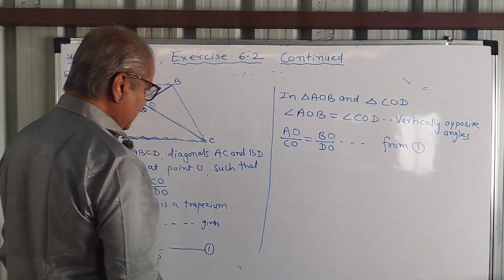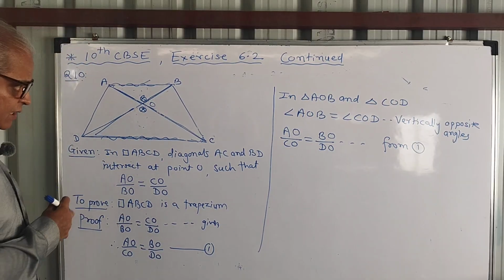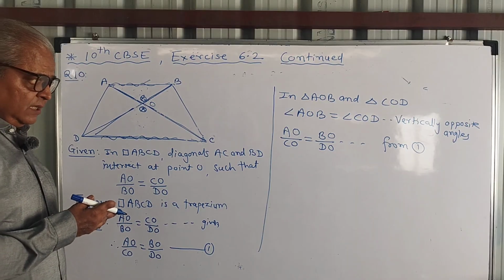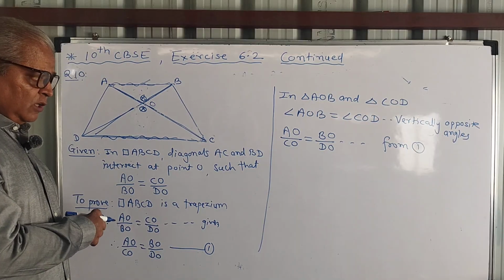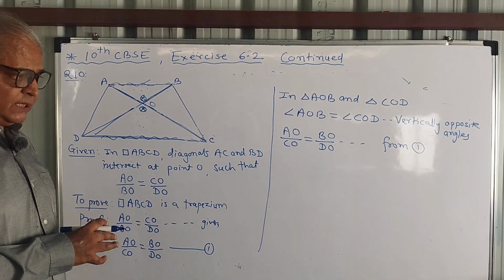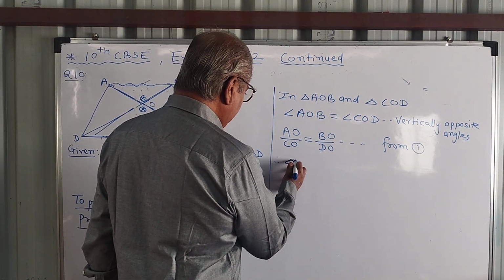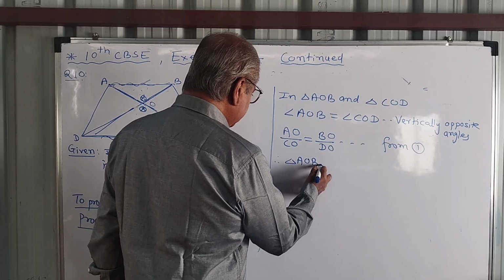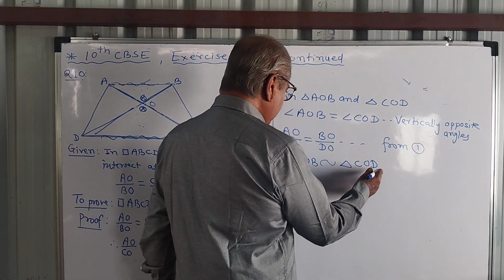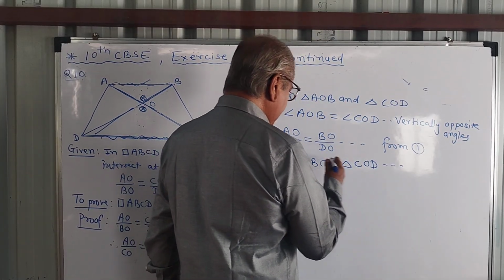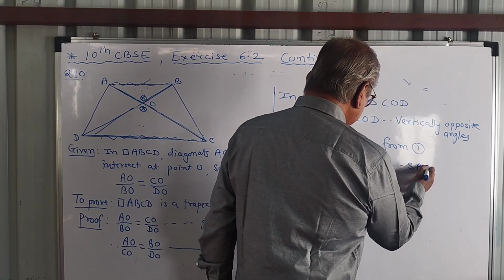Now look at these two triangles. Two corresponding sides are in proportion and the included angle is congruent. This is one more criterion for similarity, which we will see again, but to solve this question we are using similarity because it is a simpler method. So therefore I can write triangle AOB similar to triangle COD. Which criterion? Two sides and one angle. The angle is included between the two sides. So SAS criterion.